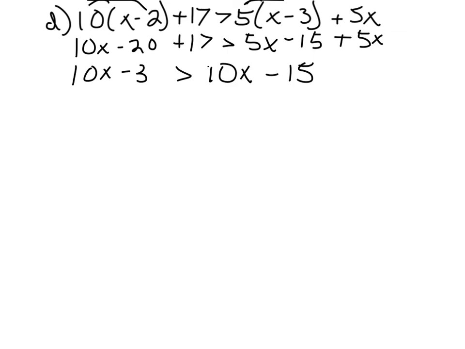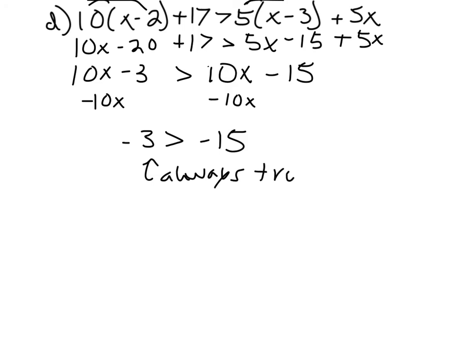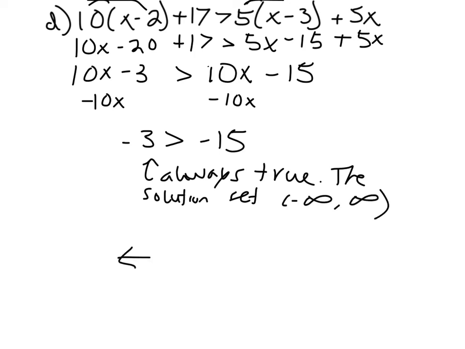I could subtract 10x from both sides, and I'll be left with negative 3 is greater than negative 15. That's an always true statement. Regardless of what x is, negative 3 is always going to be greater than negative 15. So the solution set in this case would be negative infinity to infinity. If you were to graph this, you would basically shade in the entire number line. Here's 0, and then you'd shade in the entire number line.